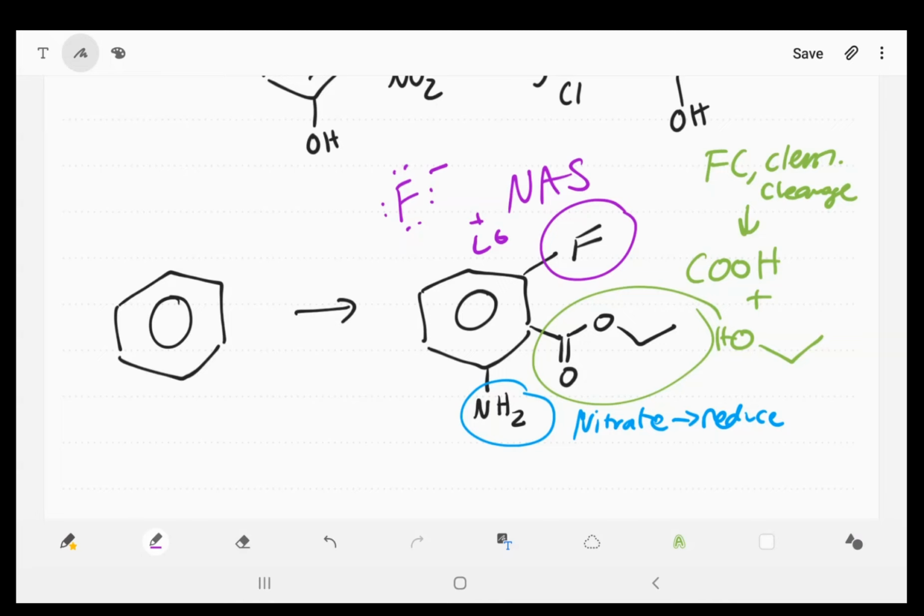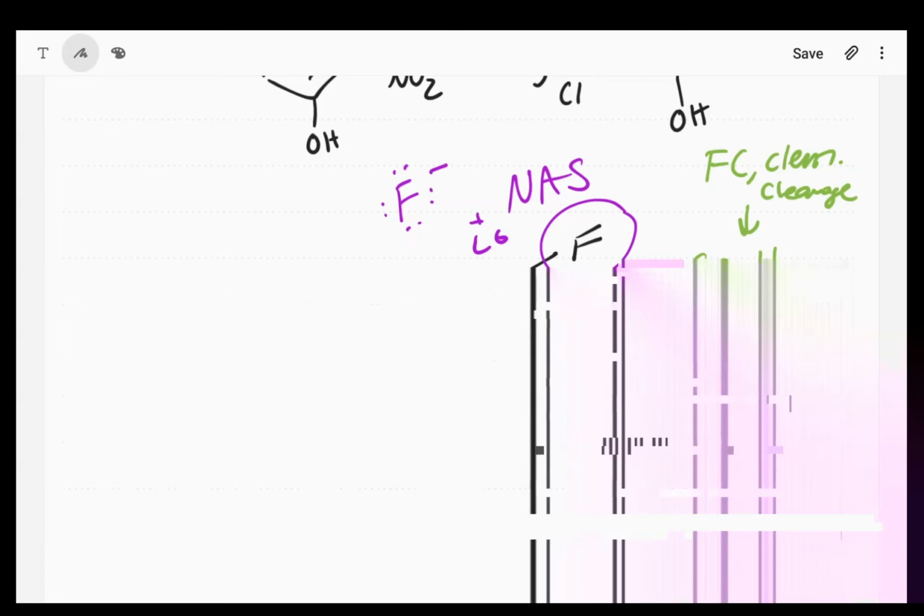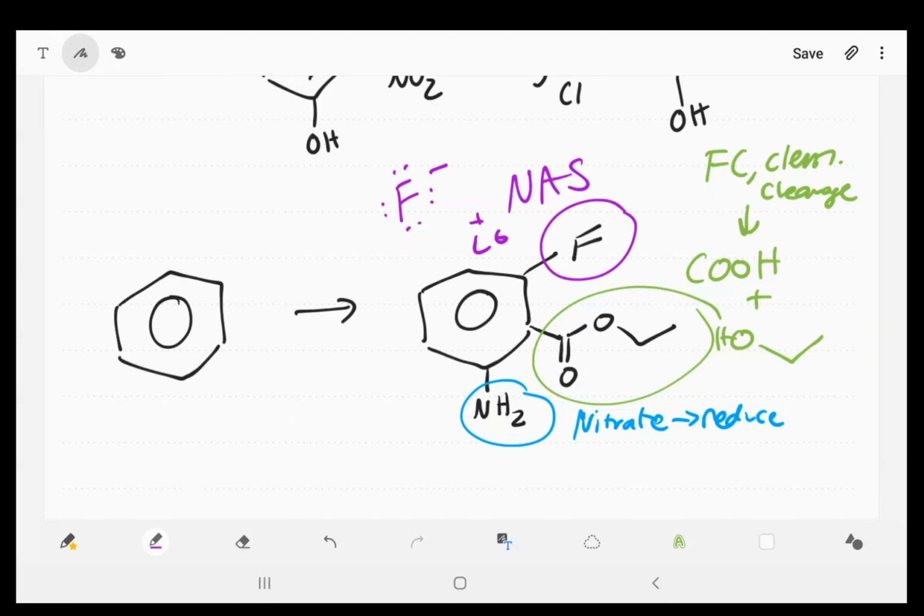All right, let's go ahead and do the synthesis. So, what do we do first? Same thing as strongest activator. Strongest activator first, okay? What's our strongest activator?